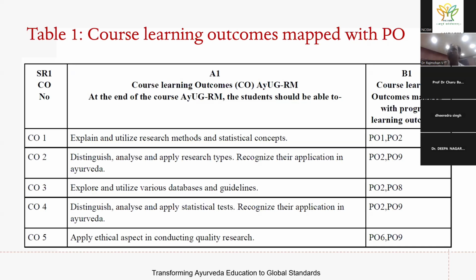What do you mean by central tendency? What do you mean by dispersion? What are the common statistical softwares available? So these are the first course learning objective. Then comes distinguish, analyze and apply research types. What are the various research types available, and which research type is to be used in specific conditions.